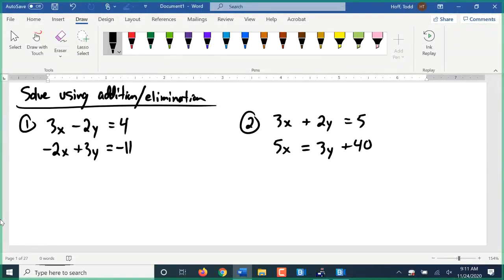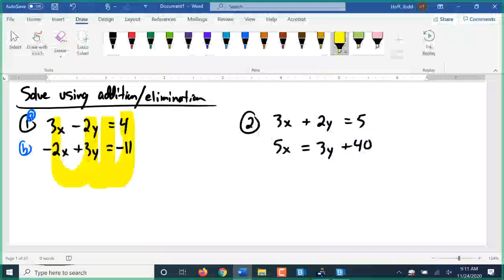Okay, let's take a look at these and see how you're doing. So for number 1 here, I'm going to label them equation A and B again. These are set up in the correct order: x's, y's equals constants. So we can just look at common multiples.